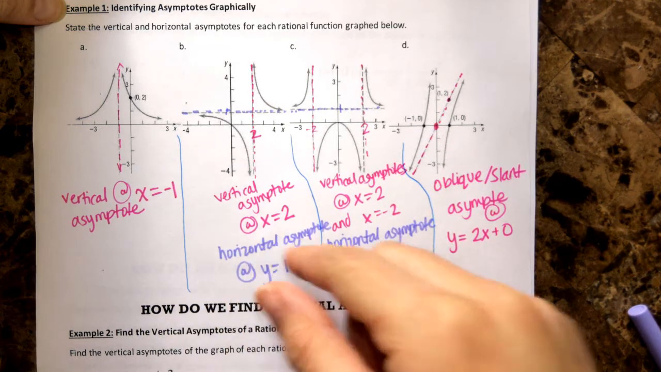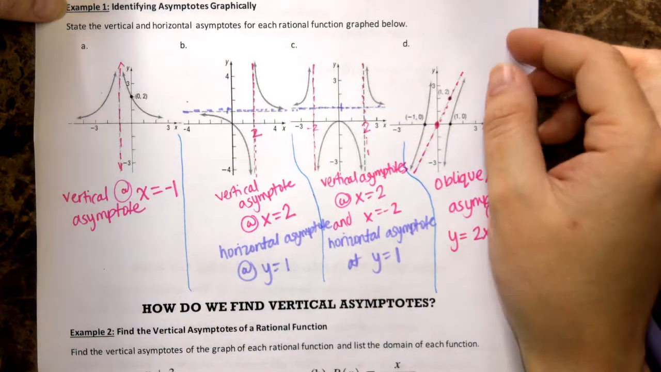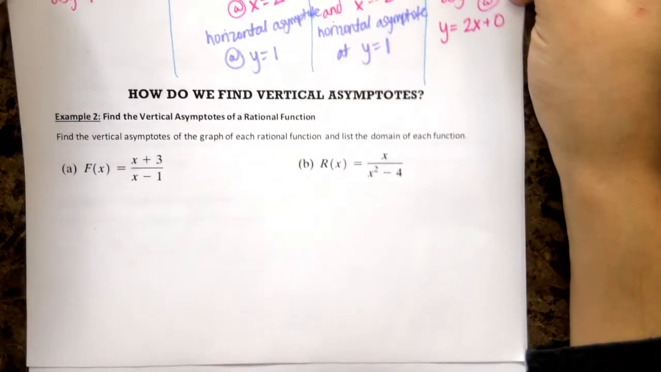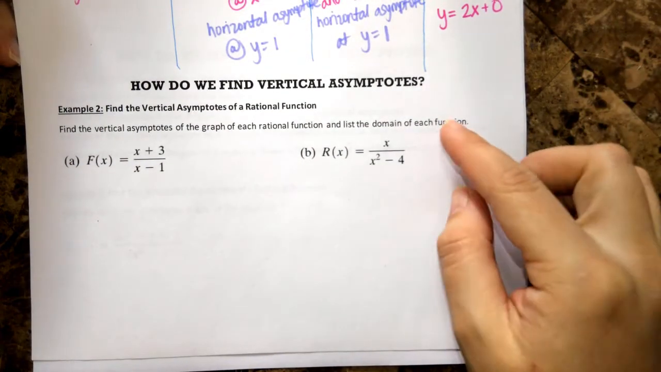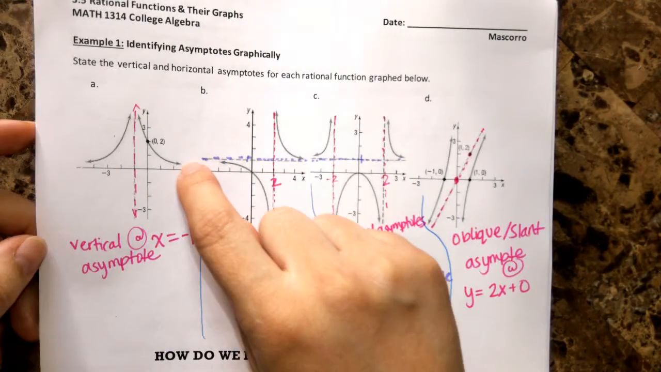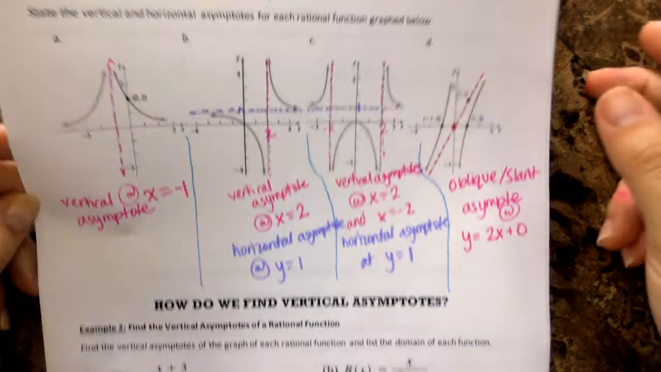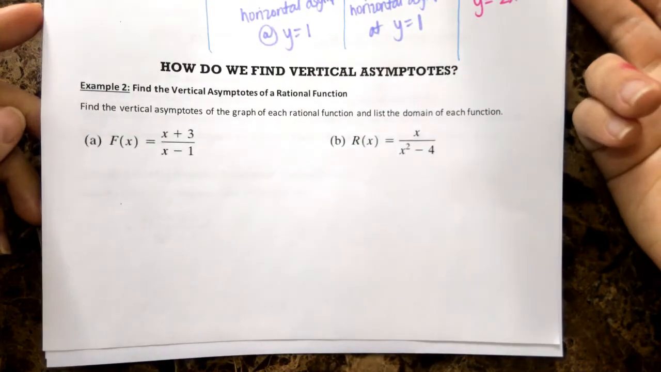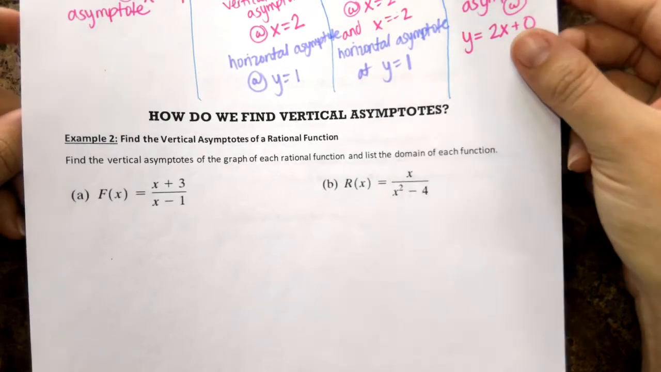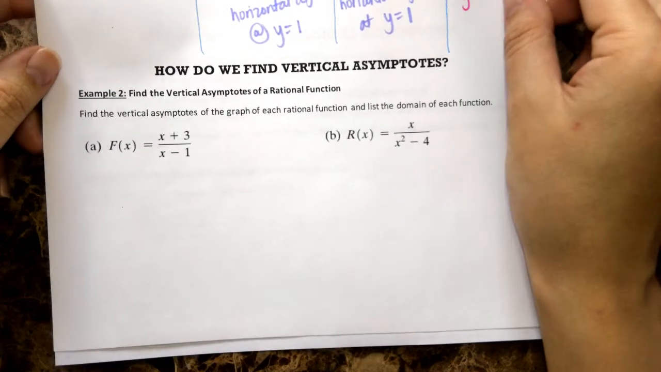All right, so we've been given graphs, and we've just been told to identify the vertical or horizontal or oblique asymptotes just by looking at the graph. The next part of this lesson involves us identifying vertical asymptotes given just the equation. So let's say we don't have a graph to look at. Let's say we're just given the equation, the function, and we're told to find the vertical asymptote. So that's what we're going to start with first.